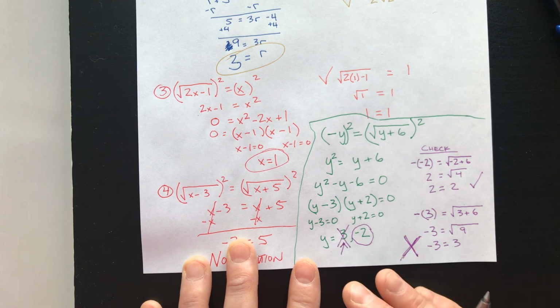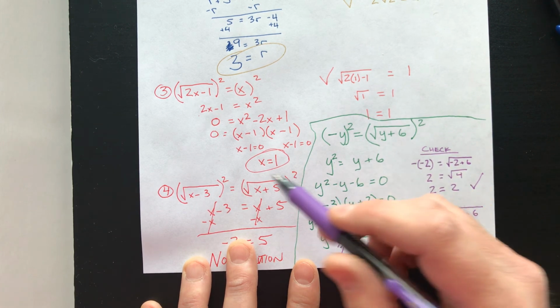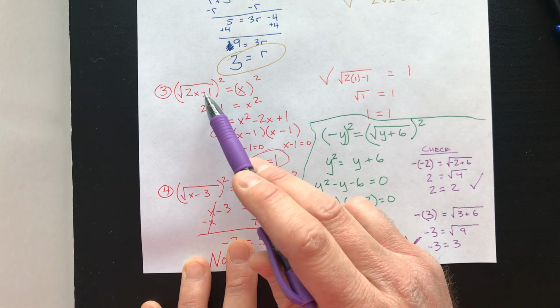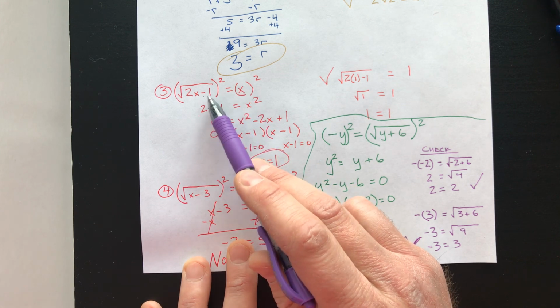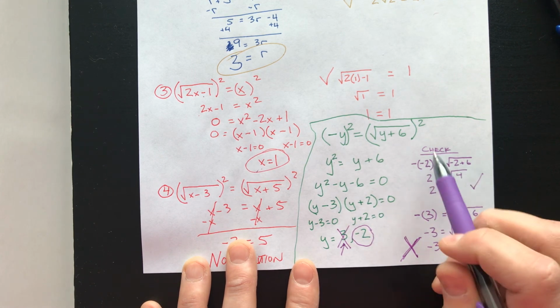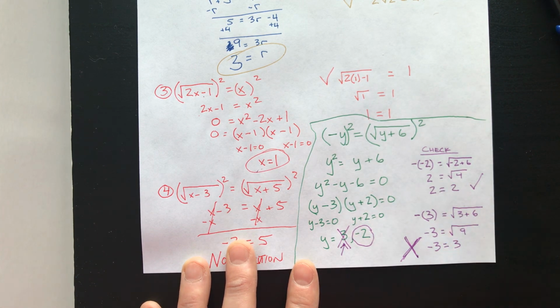Now remember, when you're checking your answers, you're plugging in your answers to the original equation, all right? You're plugging it into the original equation. That's why I didn't square any of this stuff. I just did it right back into the original equation. Don't forget that, all right?